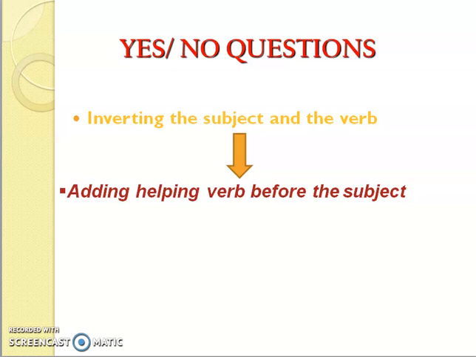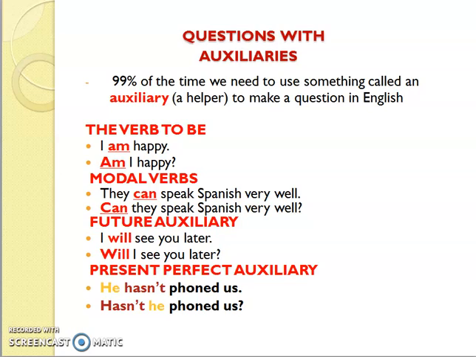As for yes-no questions, we invert the subject and the verb, adding a helping verb before the subject. I've just told you that yes or no questions are general questions. They require yes or no, short answers, and they are formed with the help of auxiliary verbs and modal verbs. For example, do you speak English? Are you a student? Yes, I am. Or no, I am not. Do you speak Spanish? Yes, I do. No, I do not. And so on.